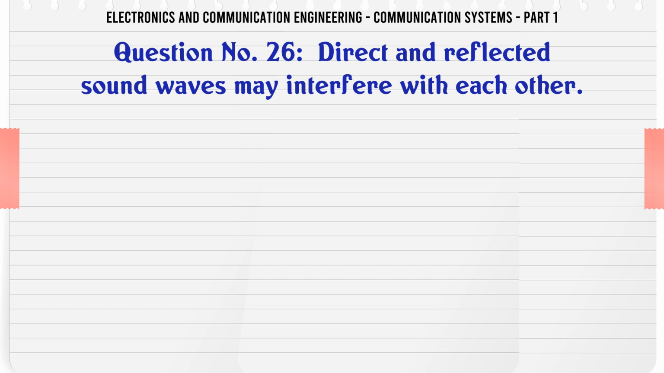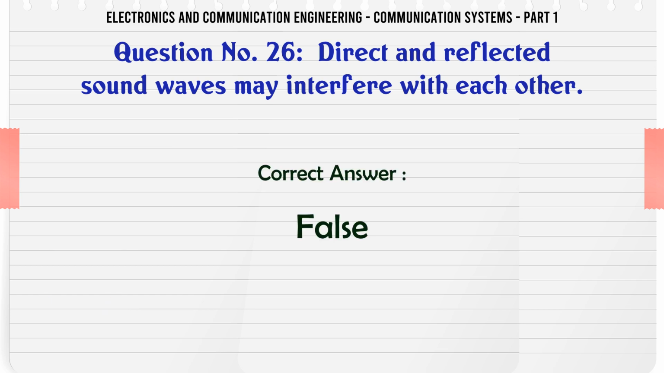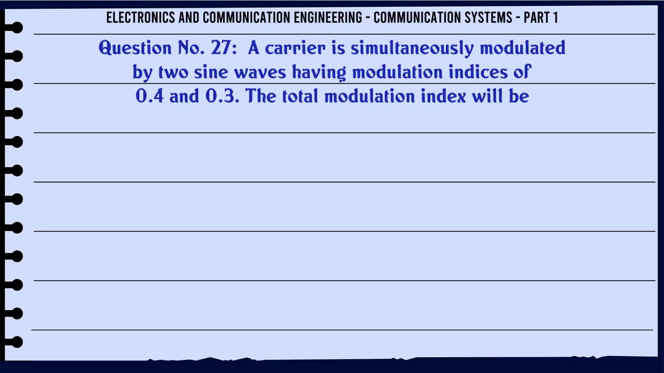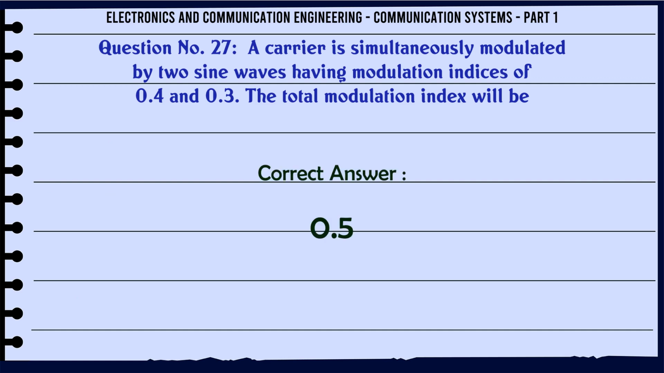Direct and reflected sound waves may interfere with each other. A. true, B. false. The correct answer is false. A carrier is simultaneously modulated by 2 sine waves having modulation indices of 0.4 and 0.3. The total modulation index will be A. 0.1, B. 0.7, C. 0.5, D. 0.35. The correct answer is 0.5.